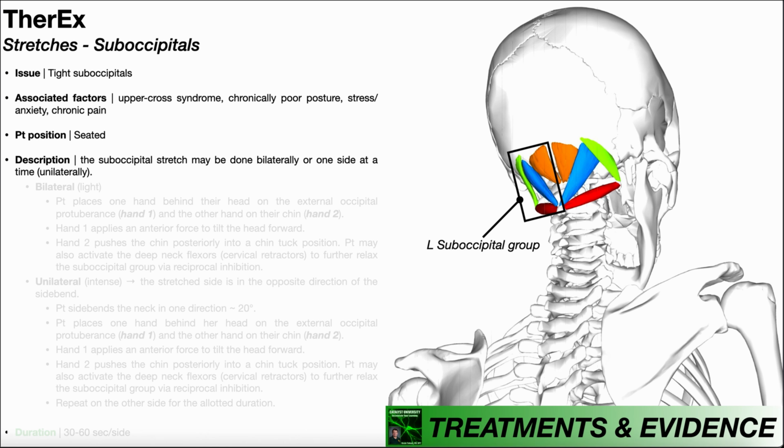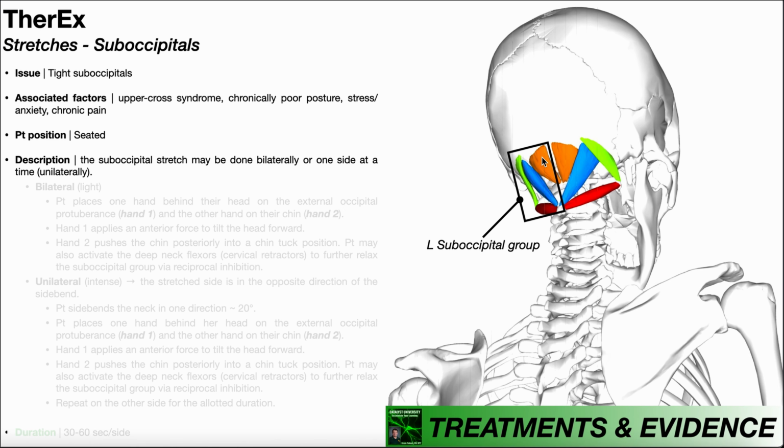In this video, I'll be demonstrating a stretch to the suboccipital muscle group. You can see here in the black box the left suboccipital muscle group, and there's also the right group over here, and each one resides just below the posterior aspect of the occiput on the upper cervical spine. Each of the suboccipital groups contains 4 muscles.